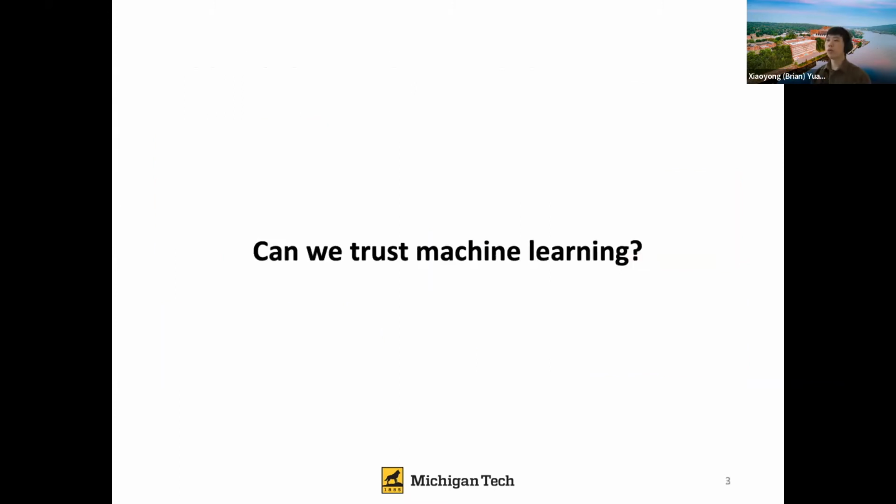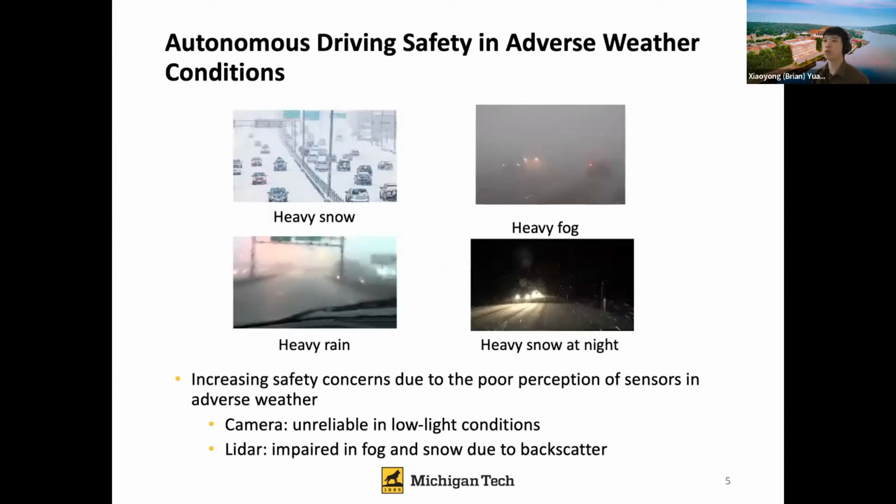But when we try to deploy machine learning in real-world applications, can we really trust machine learning? First, I will talk about safety. Can we really trust the predictions made by machine learning models? First, I will introduce our recent work on autonomous driving safety in adverse weather conditions. I do not need to emphasize how hard it is to drive in heavy snow.